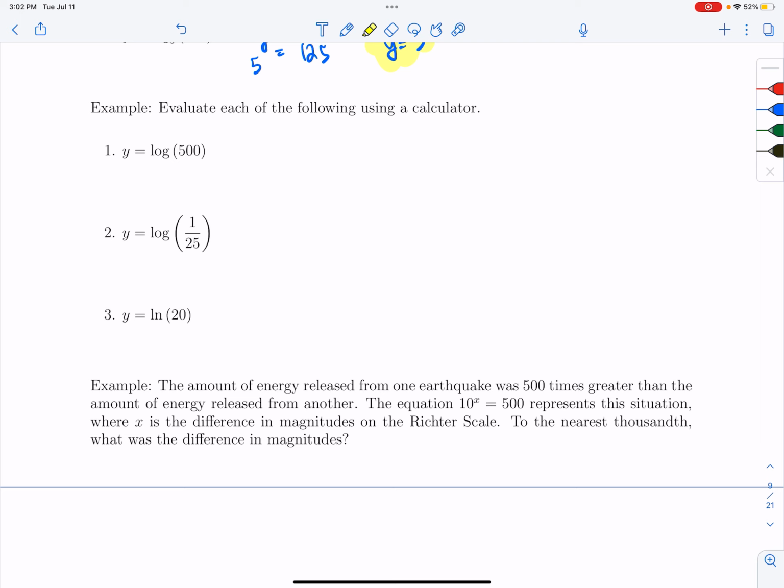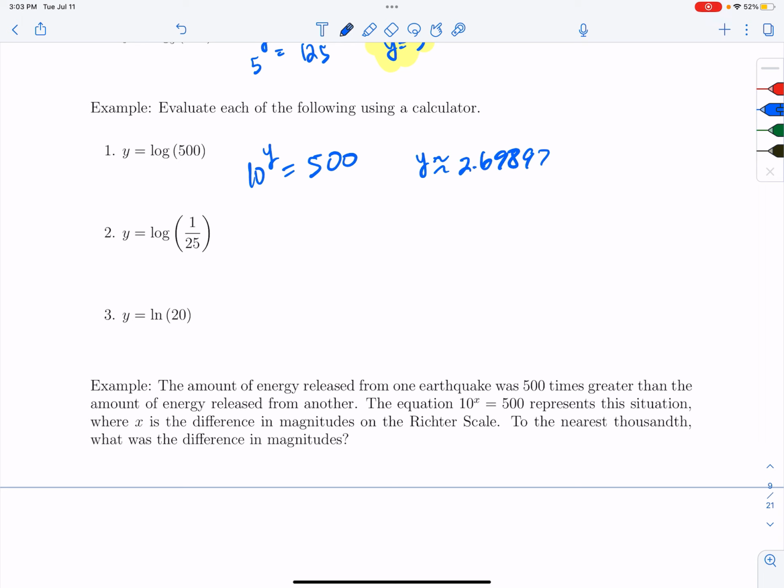This first one says y equals log of 500, so it's 10 to the y is equal to 500. That one's not as useful to convert to an exponential function. So you can simply type in log of 500 on the calculator, and it'll calculate it for us. So I get a y value of 2.69897 about.